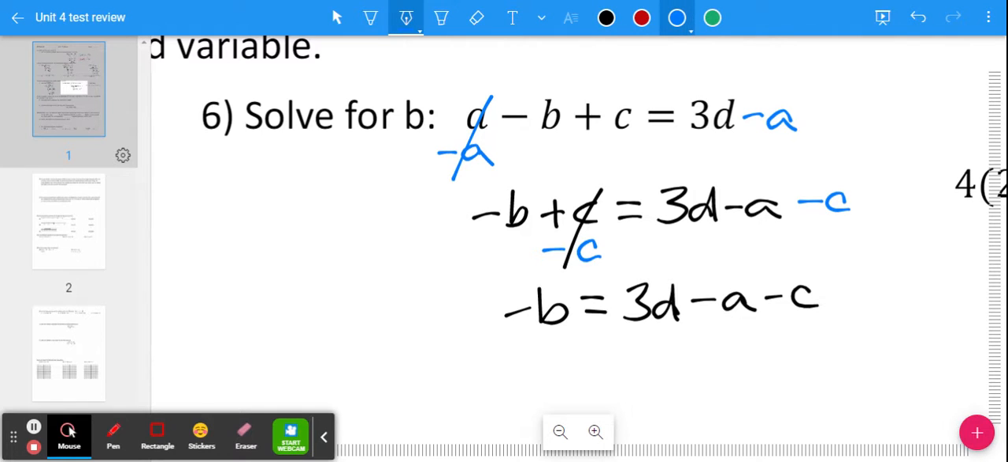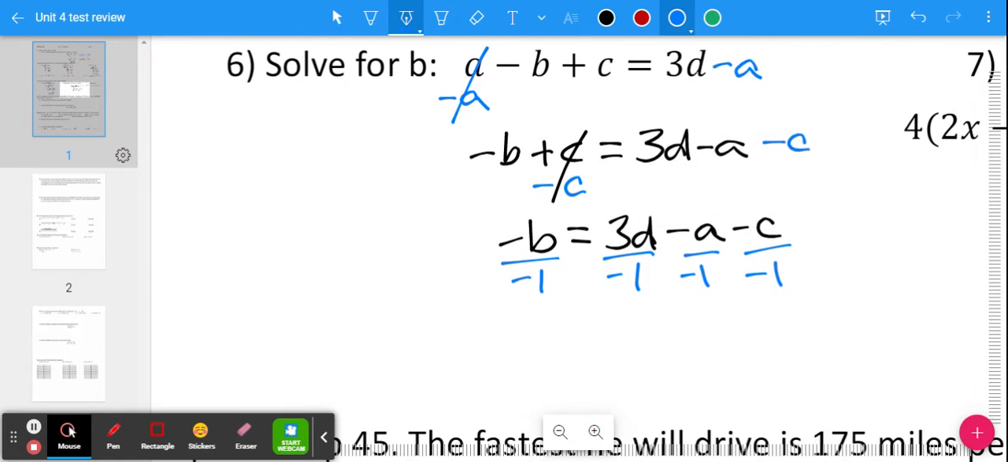So now B is not by itself until it's positive. So we want to get rid of the negative 1 in front of the B, the negative 1 coefficient. So we're going to divide everything by negative 1. And when you do that, this becomes a positive B. And then a positive and a negative makes a negative 3D. Negative A divided by negative 1 is positive A. Negative C divided by negative 1 is positive C.